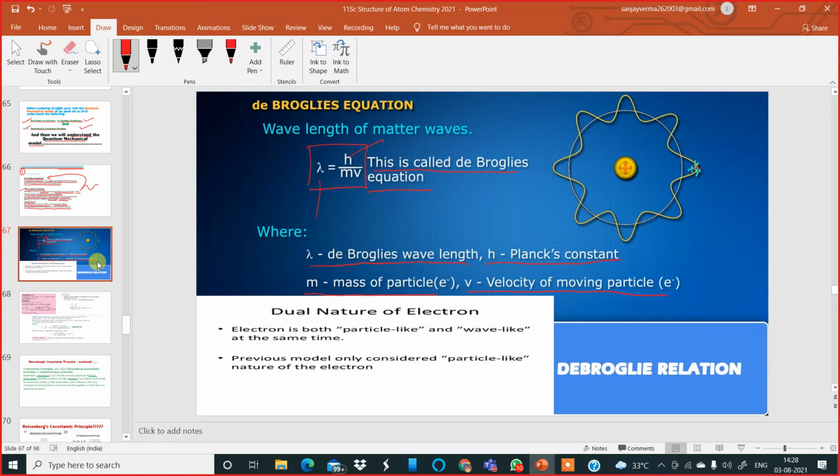after concluding that subatomic particles can behave like a wave as well as like a particle. Hence the dual nature of electrons has been explained by de Broglie, where the electron is both particle like and wave like at the same time. The previous model considered only the particle like nature of the electron, meaning Bohr's model did not consider the wave like nature of the electron subatomic particle. So that was de Broglie's equation.